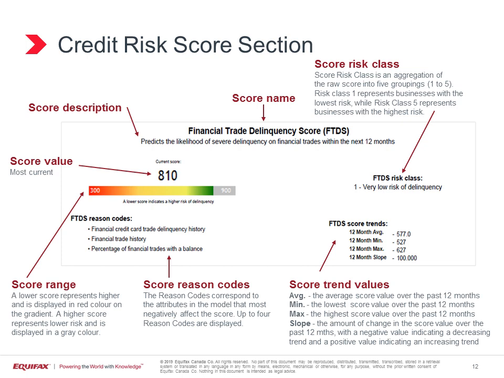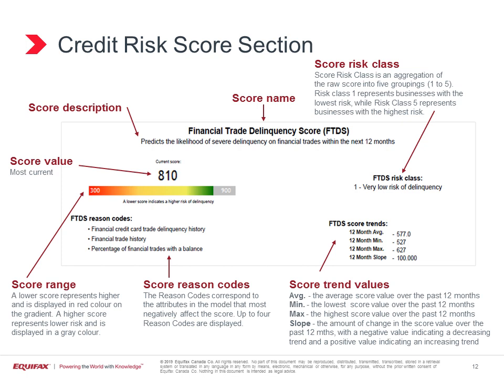The risk class serves to aggregate the raw score values into 5 groupings, 1 to 5. Risk class 1 represents businesses that have the lowest risk, while risk class 5 represents businesses with the highest risk.